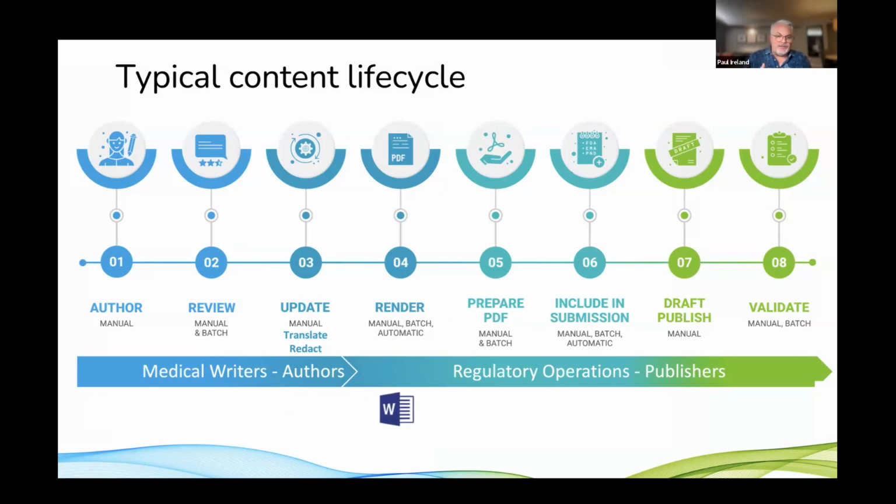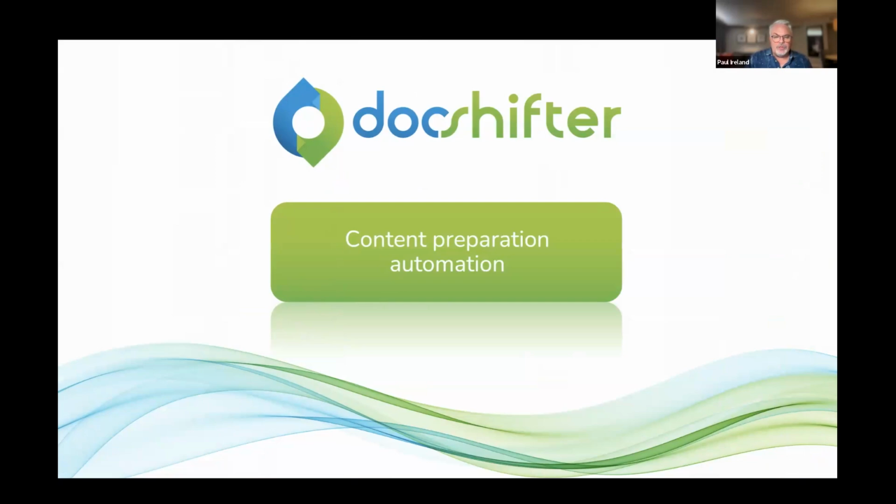At various points, it's rendered to different formats like PDF for use, whether in submissions or for sharing across the organization. Then the PDF may be further prepared once it's created. It's often manipulated further to meet the specific use case the PDF is being used for. In the case of regulatory, it may be included in submissions, draft published, and validated. So just to give you some context of that typical content lifecycle, as we start talking through automating the content preparation.